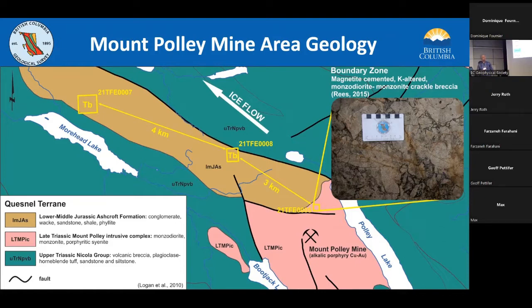There's a photograph of outcrop at Boundary Zone, which is a potassically altered monzonite. And it's actually called a crackle breccia, and the breccia clasts themselves were cemented with magnetite, which of course makes it an ideal spot to go fly a magnetometer survey as well.